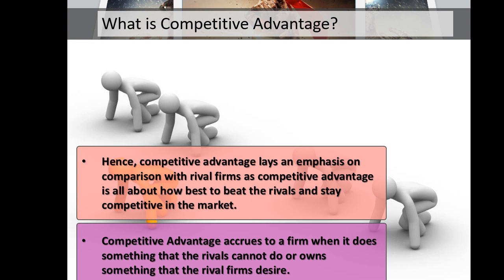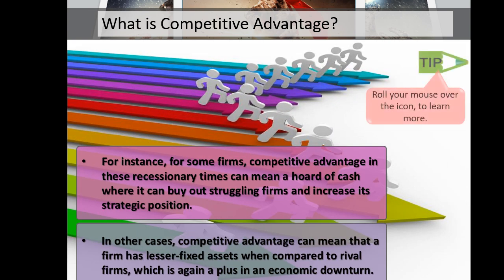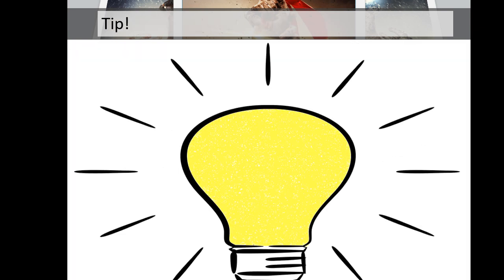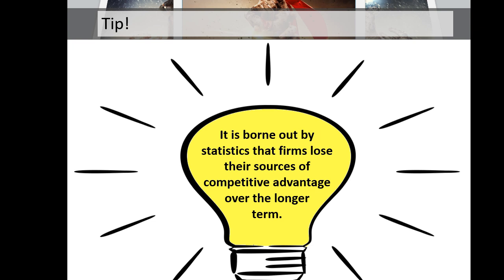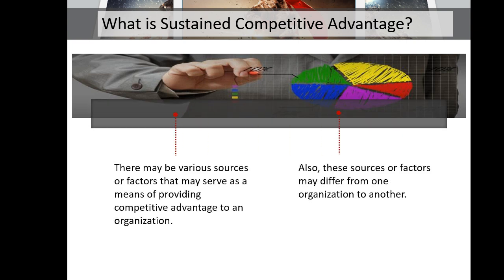So competitive advantage accrues to a firm when it does something that rivals cannot do or owns something that the rival firm desires. It is born out of statistics that firms lose their sources of competitive advantage over the longer term. Why is it so? Because we become comfortable, we don't check our processes any longer, we don't check what we do any longer. Let us try to check our processes. Let us try to check what we do. Let us try to check our results as against what we proposed.